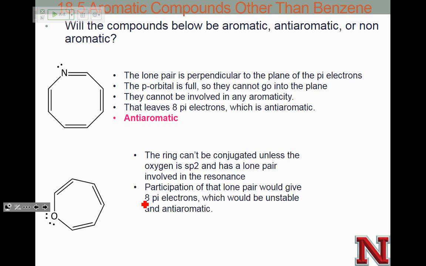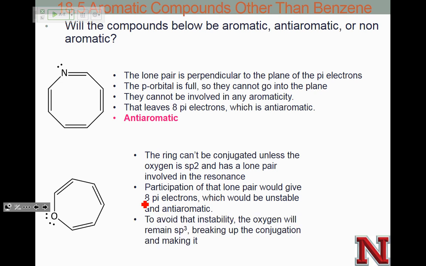And likely, the question is: is it more unstable to be anti-aromatic, or more unstable that neither of the electrons are in resonance? And that's hard to predict, again. So it would just be predicted to be anti-aromatic. To avoid that, it might remain sp3 hybridized, but then none of the electrons would be in conjugation and in resonance. So it's hard to predict whether that's more stable than it being anti-aromatic, and you're not going to be expected to do that. So we would predict that it would likely be anti-aromatic with 8 pi electrons.